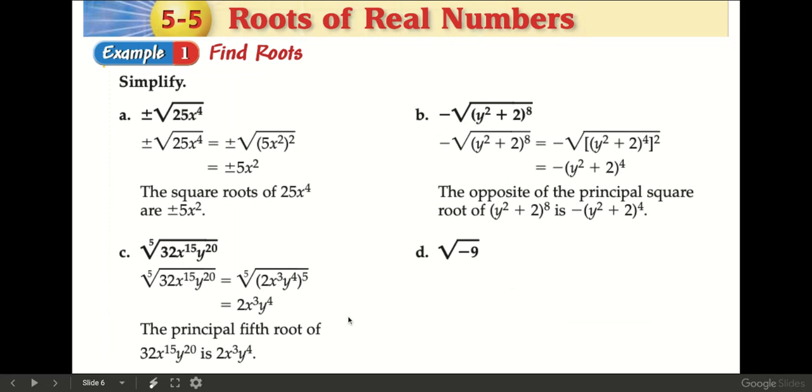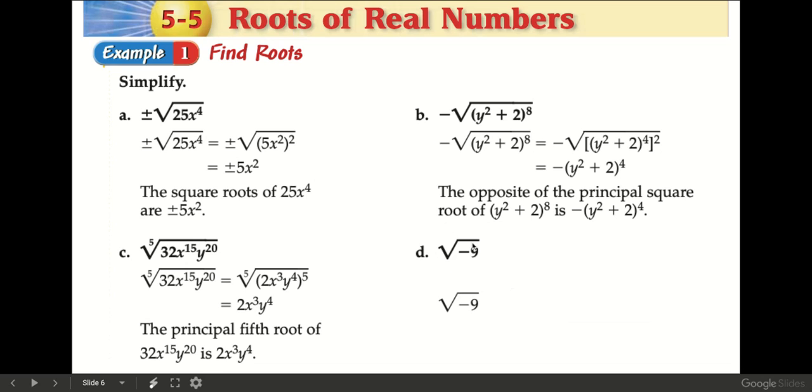There it is in words. The principal 5th root of 32x to the 15th, y to the 20th is 2x to the 3rd, y to the 4th. Again, you could look at it as the 5th root of 32 is 2. The 5th root of x to the 15th is x to the 3rd. And the 5th root of y to the 20th is y to the 4th.